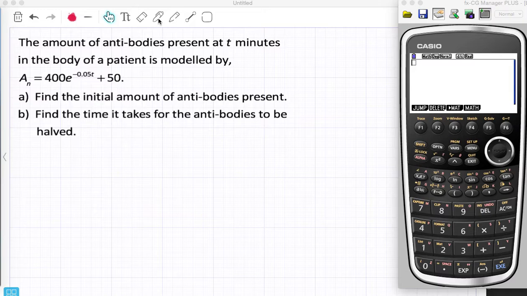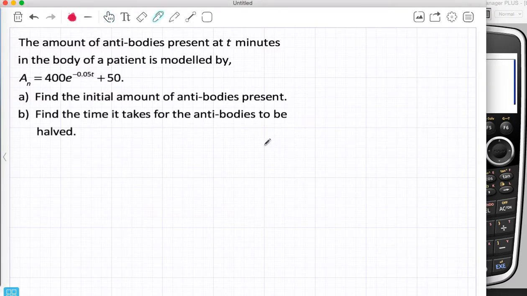Now, I explained in the previous video, initial is like a trigger word to me, and that is t equals 0. So initially t equals 0. So I'm going to put t equals 0 into here, and I'm going to get e to the power of 0. Okay, so A0 is 400 times e to the power of 0, and e to the power of 0 is 1. So it's going to be 400 here, add 50, so 450.